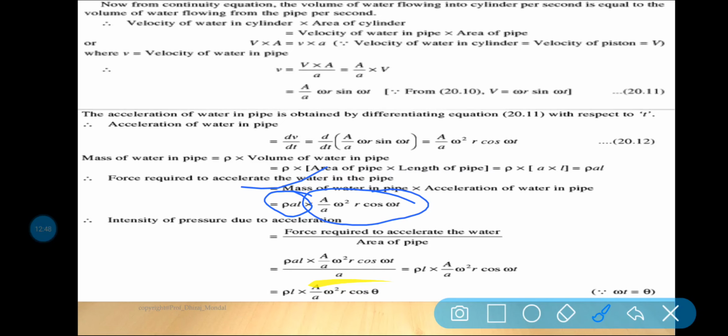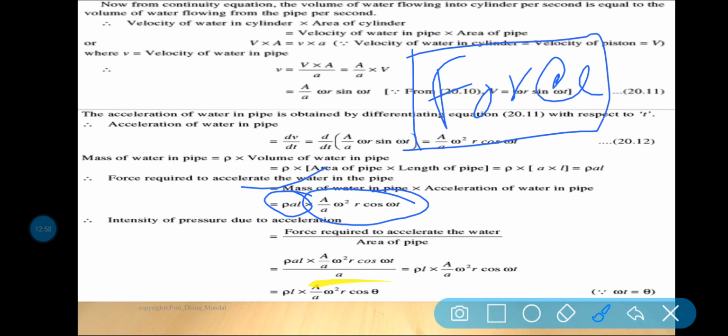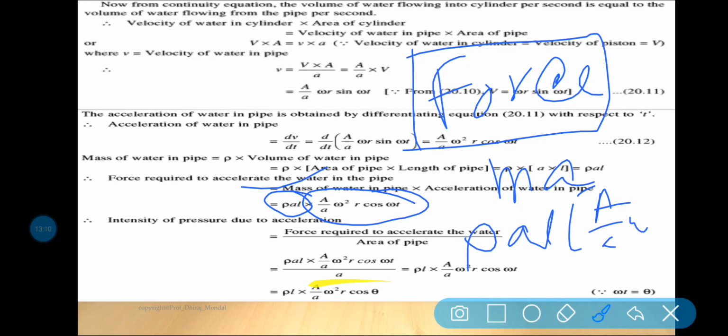Clear? So I have got the force required to accelerate the water in the pipe. Force required to accelerate the water in the pipe is equal to mass into acceleration. So mass, I know that rho into A into L is the mass, and acceleration is A by small a omega square r cos omega t. So this is your ultimate equation.